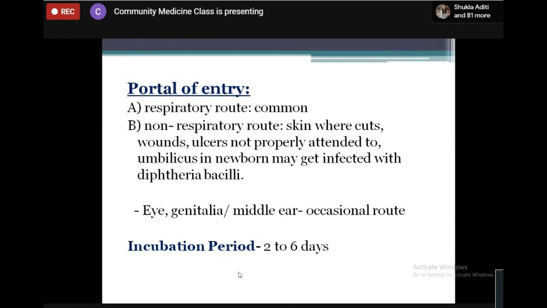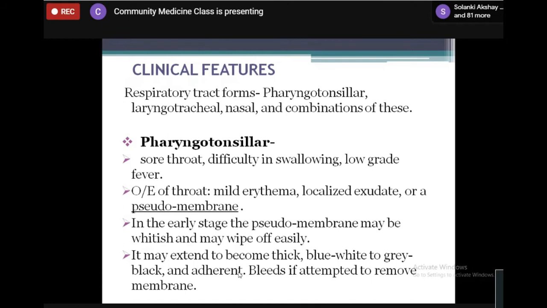Now the incubation period: the time from when the bacteria enters our body to the time we develop any signs and symptoms is called the incubation period, and it is 2 to 6 days. In COVID-19 they were saying 14 days, but now up to 21 days, because even after 21 days people are developing COVID-19 disease. For diphtheria, it is 2 to 6 days.